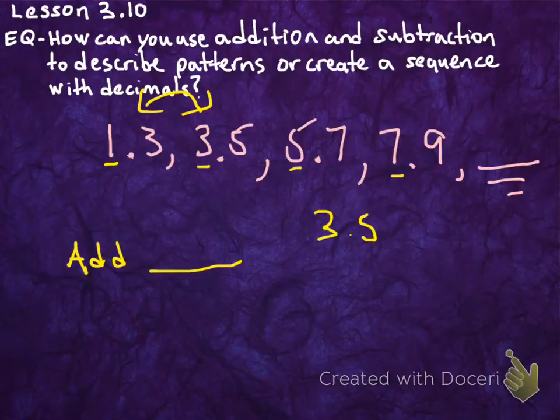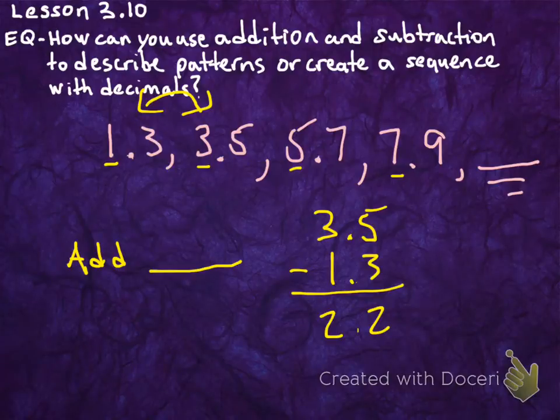We know that difference means the answer to a subtraction problem. So I'm going to take 3 5/10, and take away 1 3/10 from it. When I do that, I get as my answer 2 2/10. So what seems to be happening is that these numbers seem to be increasing by 2 2/10. So my rule appears to be, for this sequence of numbers, add 2 2/10.